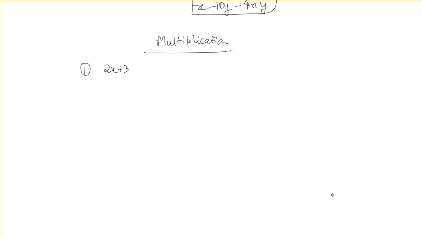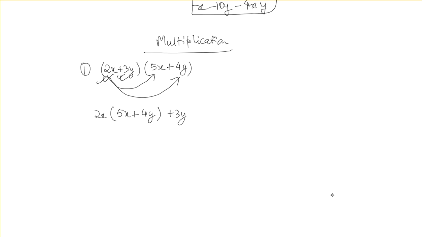2x plus 3y multiplied by 5x plus 4y. Now multiplication is completely different. All terms will be multiplied to all terms. Remember, all terms will be multiplied to all terms. So first 2x. 2x will be multiplied to this and this both. So 2x into 5x plus 4y, then plus 3y into 5x plus 4y.